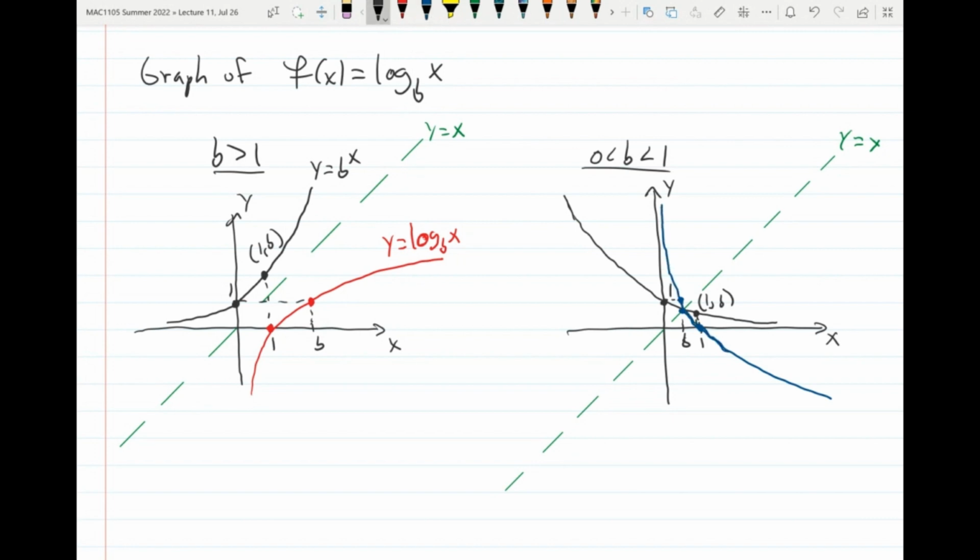Okay, so this is y equals b to the x when the base is between 0 and 1, and this is log base b of x. Okay, so increasing when b is bigger than 1, decreasing when b is between 0 and 1.